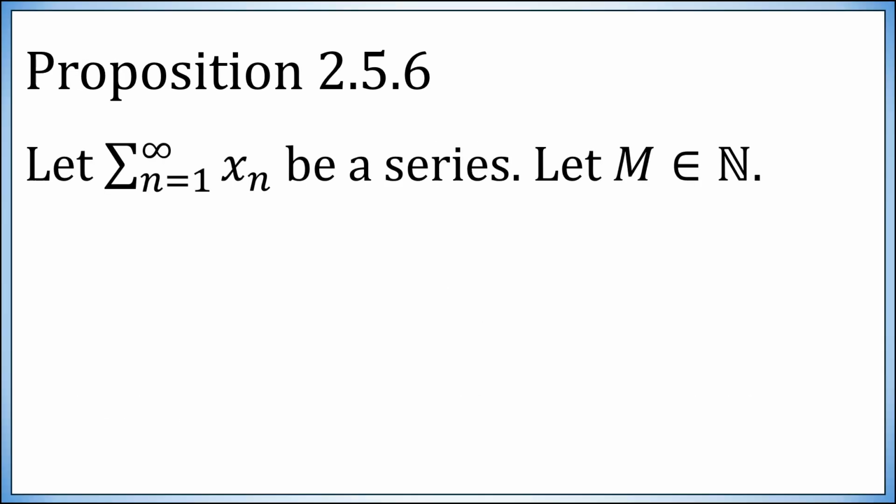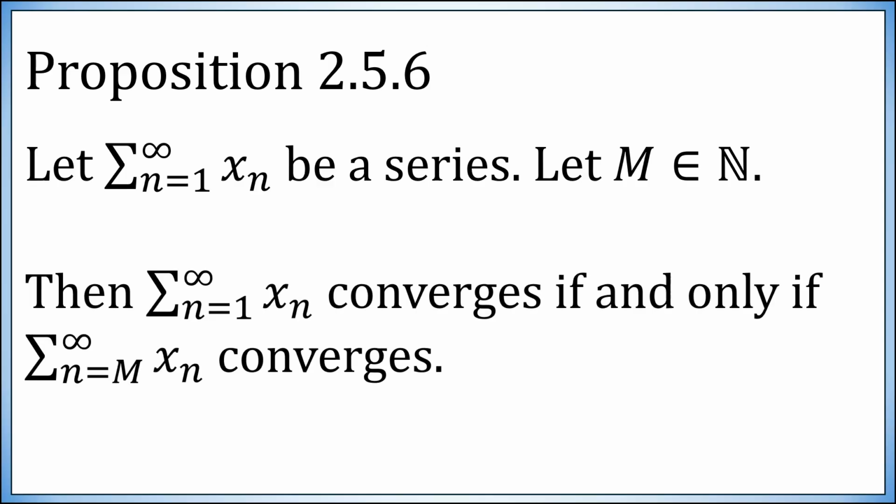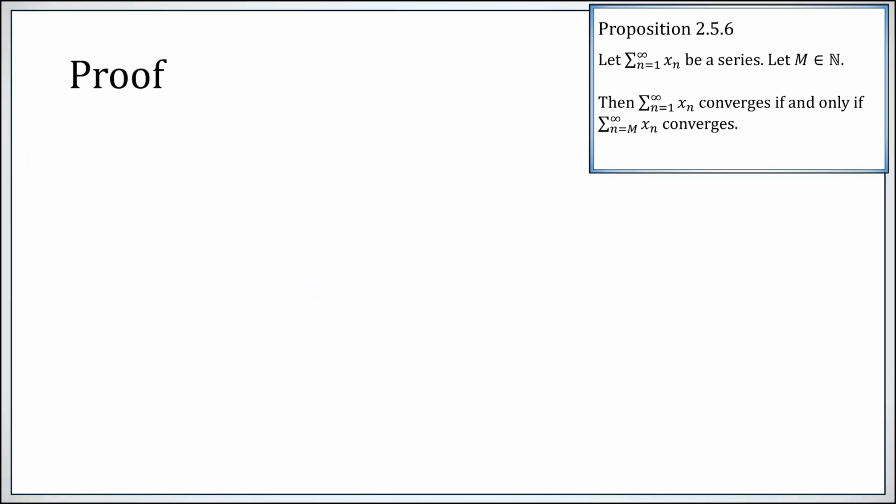So let's get to a proposition about these tails. Take a series and let capital M be a natural number. Then the original series converges if and only if the tail beginning at index M converges. And this must hold for every natural number M. Okay, so let's prove it. Suppose you have picked an M.